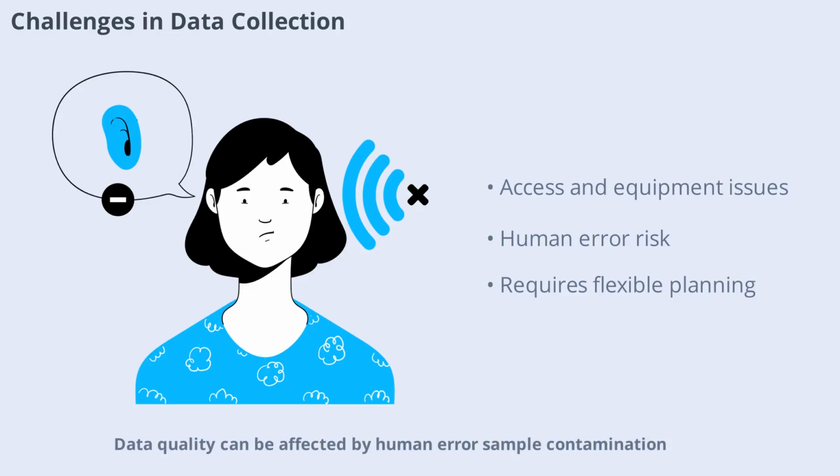Data quality can be affected by human error, sample contamination, or incomplete records. Addressing these challenges requires careful planning, flexibility, and adherence to best practices. By anticipating potential problems, scientists can develop strategies to minimize their impact.